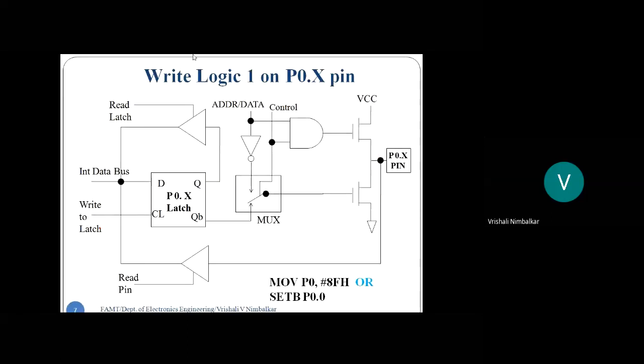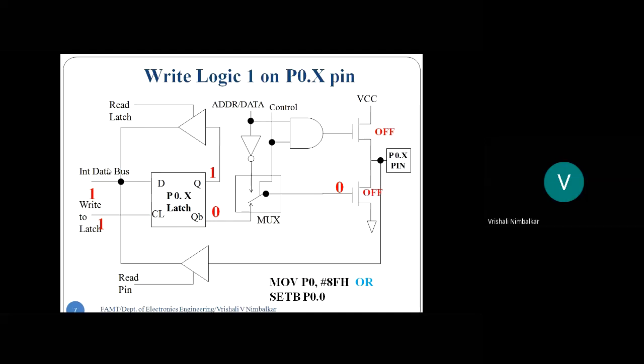Now we will see how logic 1 is sent out. So again, it is an IO port. That means what is the first operation happening? The upper MOSFET will be off. The next operation will be that the microcontroller will place logic 1 on the data bus. Then it will activate the write to latch signal. This will enable the latch and logic 1 will be sent on the latch. The other output will be its complement, so Q bar will be its complement. This logic 0 will be forwarded to the lower MOSFET. Logic 0 will keep the MOSFET off.